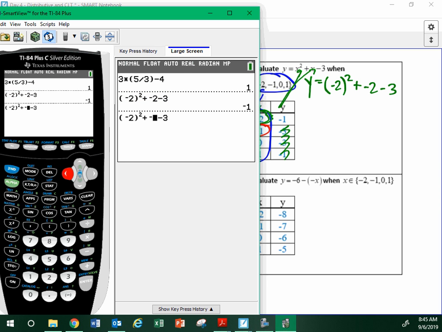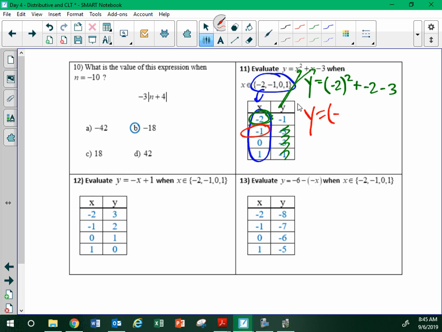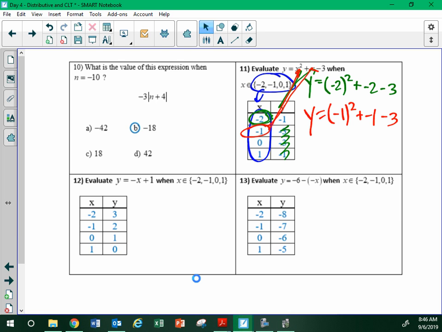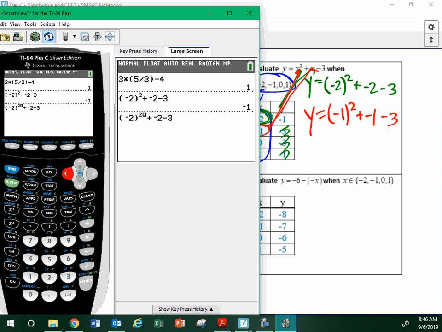So then we can go ahead. I would first rewrite it over here, so that you know what you're looking for. Negative 1 squared plus negative 1 minus 3. So again, I'm just taking this, putting it in for x. Oh, I forgot to do that. So you can either just retype it out, or if you want, you can go back and change the numbers here. Either way, it's probably for this type of problem about the same amount of time.